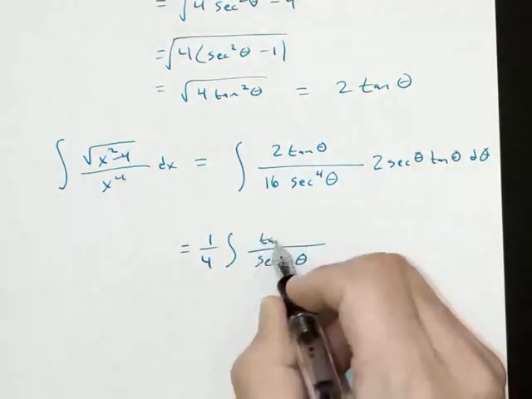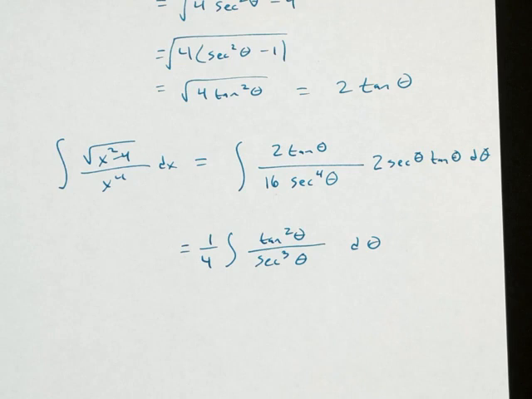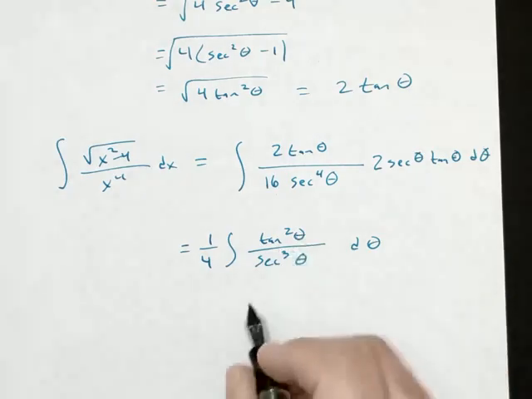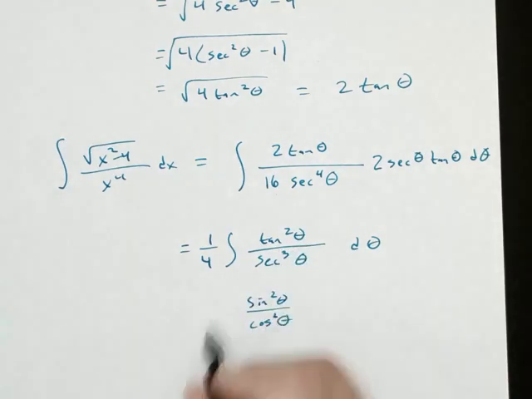2 tangents gives me a tangent squared and a d theta. I look at this and my brain starts to hurt. I don't like that. Even the stuff we were doing on Friday had tangents and secants multiplied together. These are divided. That makes me unhappy. I'm going back to sines and cosines. Tangent is sine over cosine. So that makes tangent squared sine squared over cosine squared.